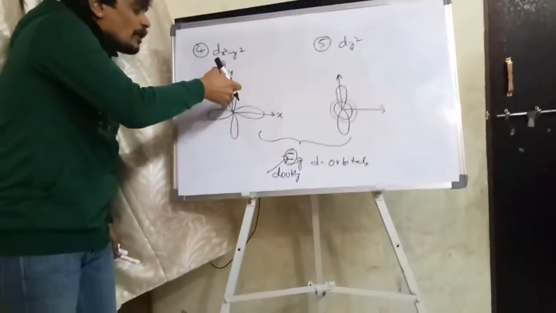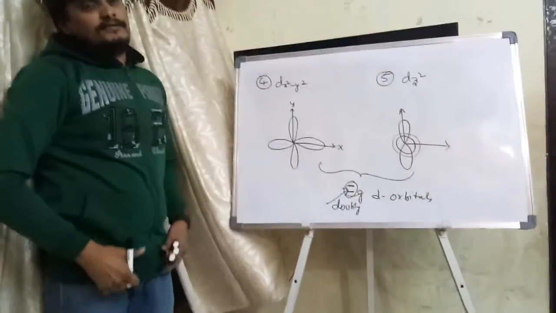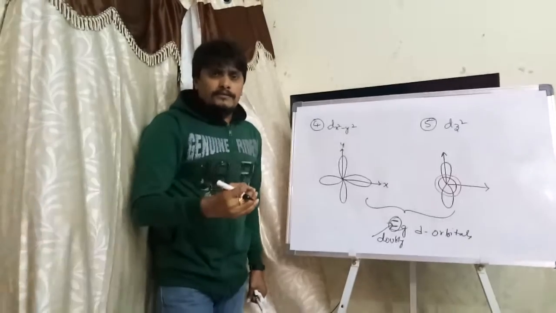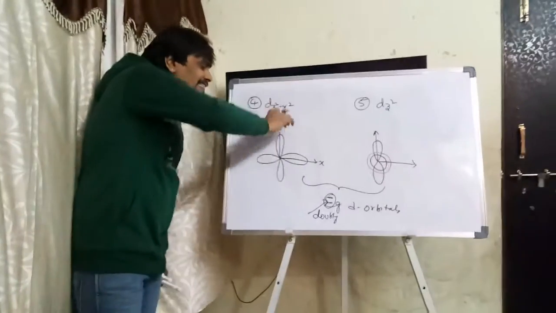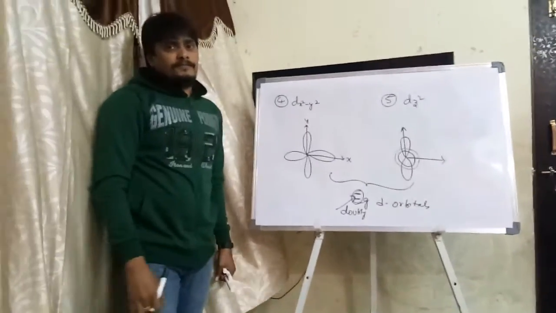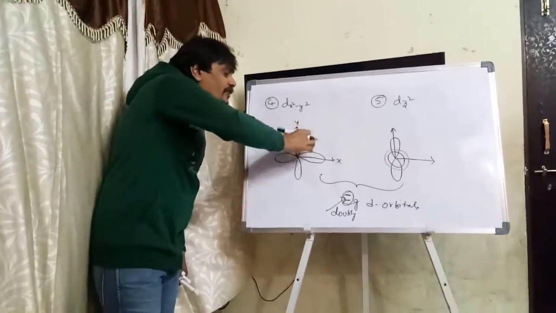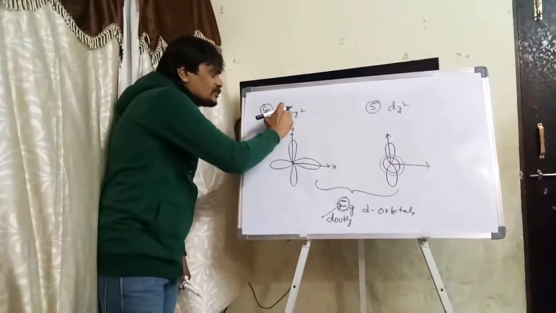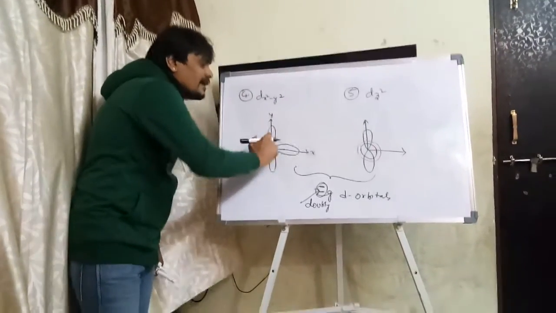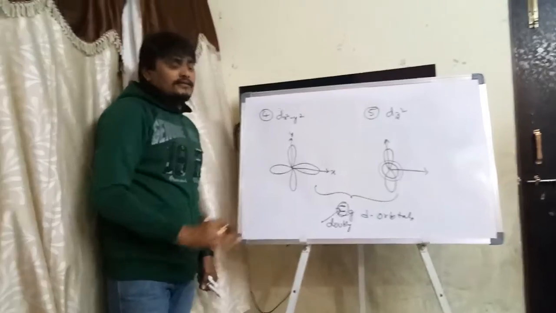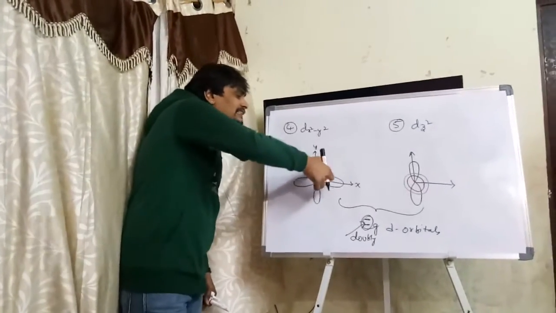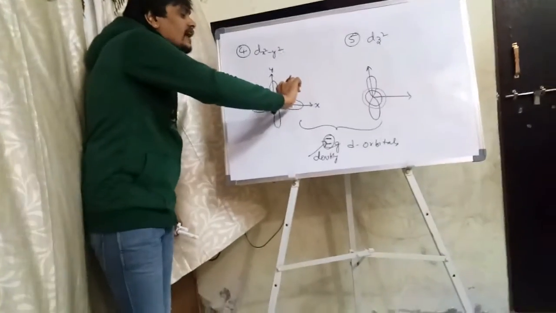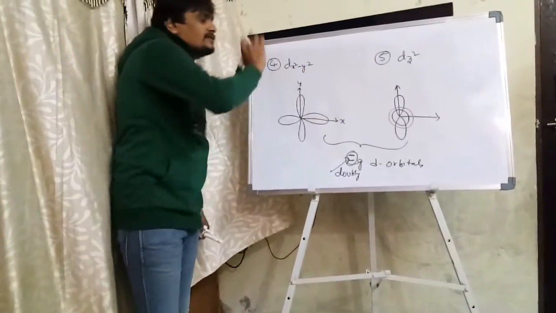In these doubly degenerate d orbitals, what is happening? The lobes are placed along the axis. The lobes are placed along the axis means what? That is, electrons are sitting along the axis. That is, the concentration of electrons along the axis is high. So in the case of dx square minus y square, the lobes are placed along the x and y axis. That is, the electrons are sitting along the x and y axis, and the concentration of electrons is high along the x and y axis.